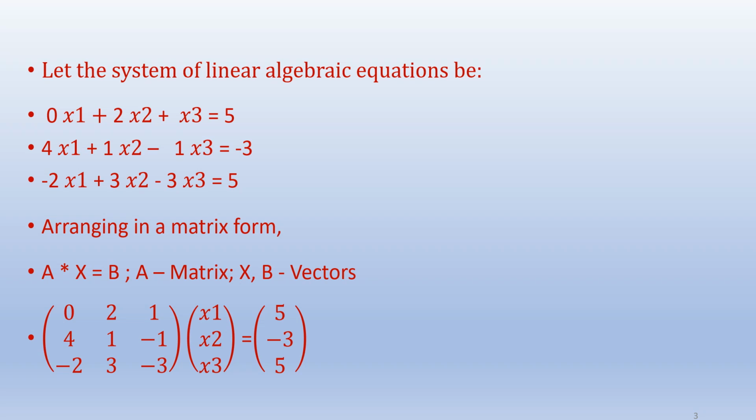Let the system of linear algebraic equations be as given here. So when we arrange this in a matrix form, A times x equals b, where A is the 3 by 3 matrix and b is the 3 by 1 vector. Our objective is to solve for the unknowns x1, x2 and x3.